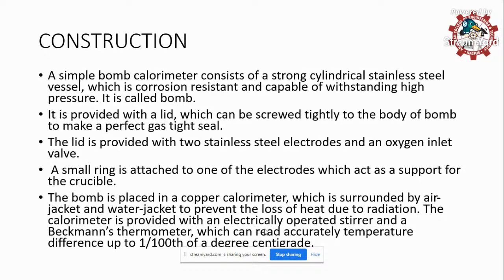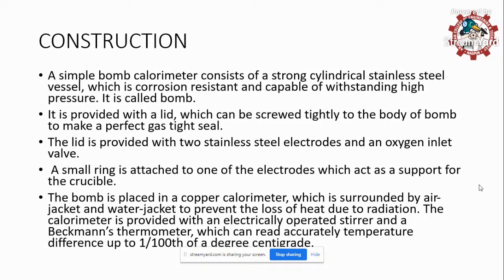A simple bomb calorimeter consists of a strong cylindrical stainless steel vessel which is corrosion resistant and capable of withstanding very high pressure, that is called the bomb. It is provided with a lid which can be screwed tightly to the body of the bomb to make a perfect gas tight seal. The lid is provided with two stainless steel electrodes and an oxygen inlet valve. A small ring is attached to one of the electrodes, which acts as a support for the crucible.